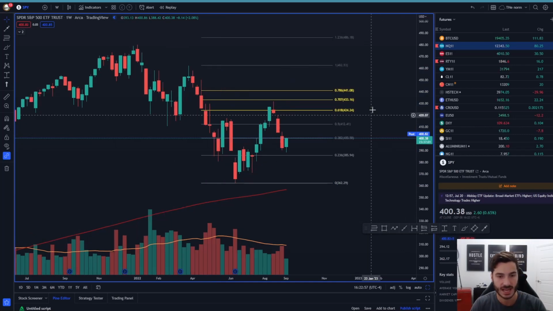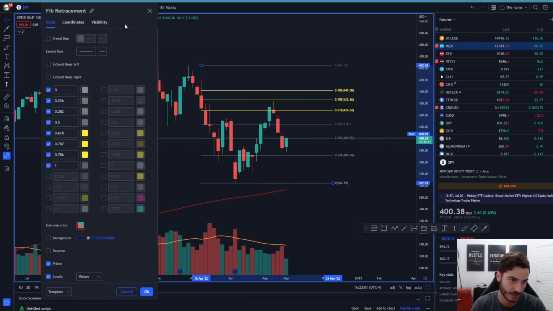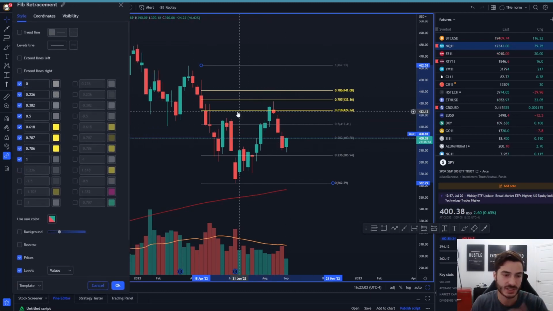Here are my settings, I'll leave them on the left so you can copy them if you want. Basically, this whole range from 462 down to 362 is $100. So 50% of that would be $50, which is why it's at 412. 70% of that is 433.